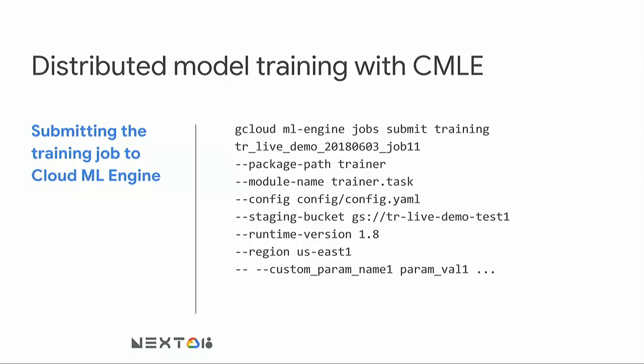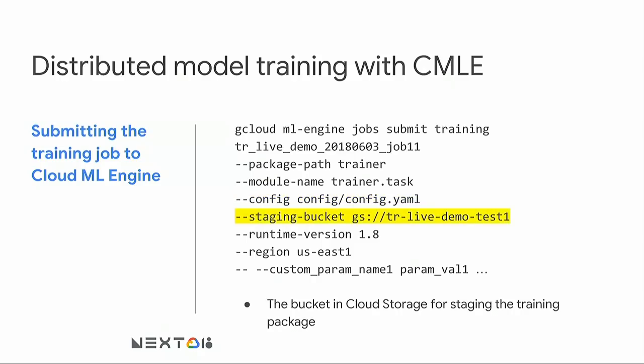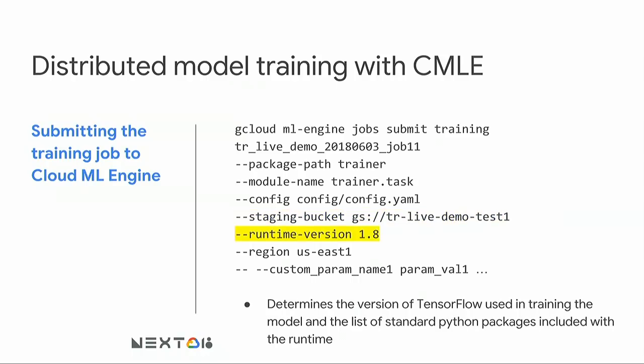So this is the command we use to submit a job to CloudML engine. You need to specify a unique job name. You specify the path to your main program that does the training. This is the program that creates DNNRegressor and calls the train and evaluate function. You specify the path to your configuration file. You specify the path of your staging bucket in cloud storage. And you specify the runtime version.